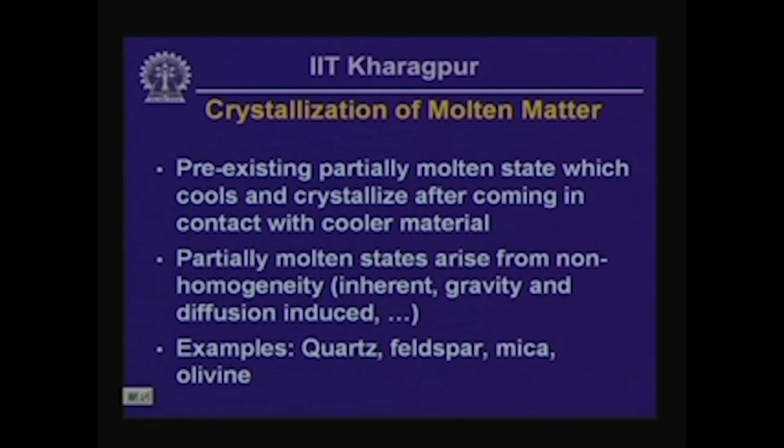Then we look at the details of the crystallization process, and a large proportion of the rock within the crust of the geoid is formed in this process. And what is meant by it? What happens in this case?